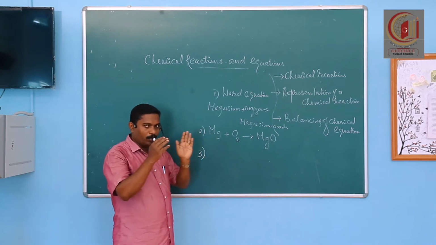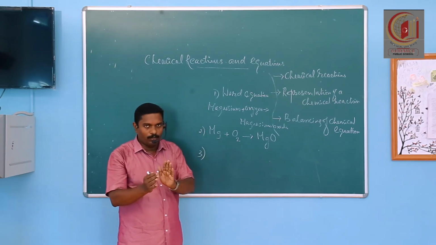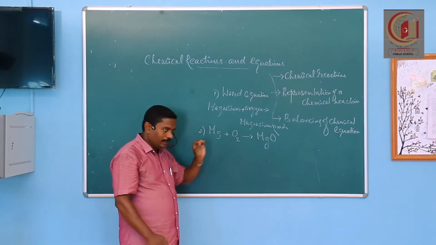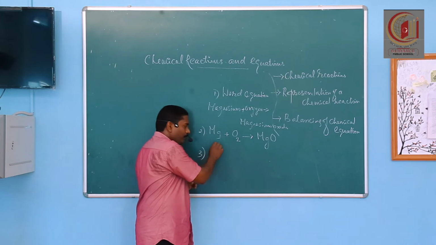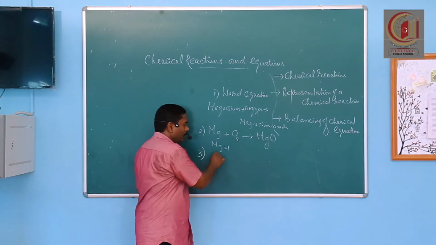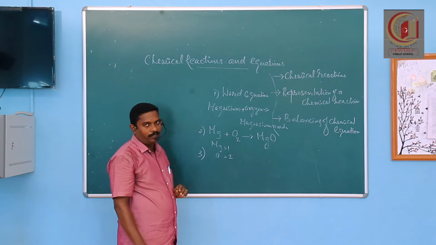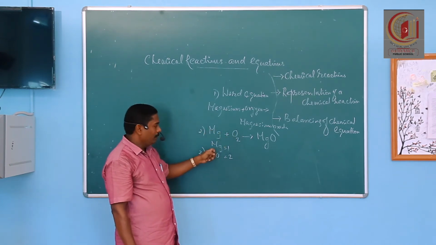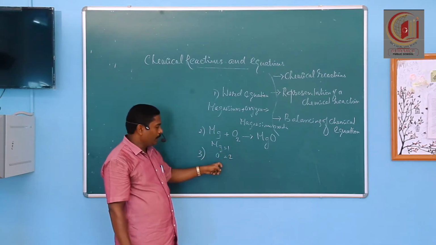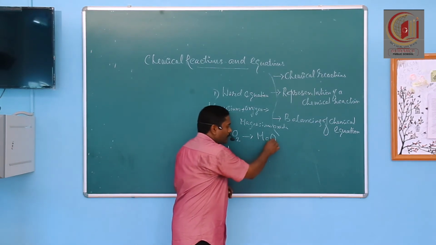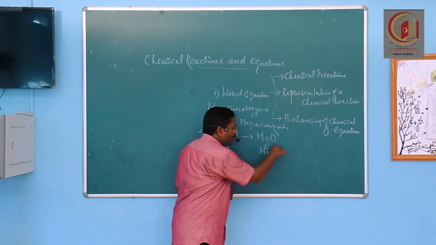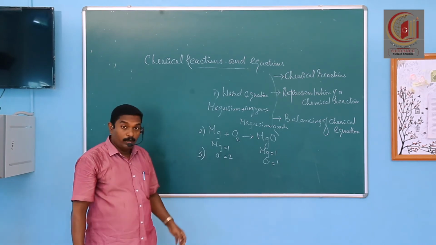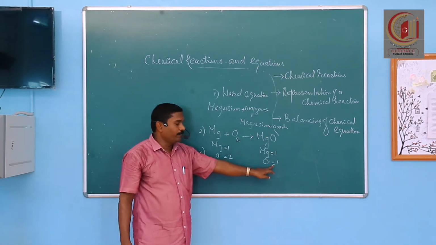Let us count the number of atoms on either side of this arrow. Magnesium is 1, and oxygen is 2. The number of atoms on the LHS are Mg equal to 1 and oxygen equal to 2. And on the RHS, Mg is 1 and oxygen is 1. So here, as we know, the number of oxygen atoms is different.